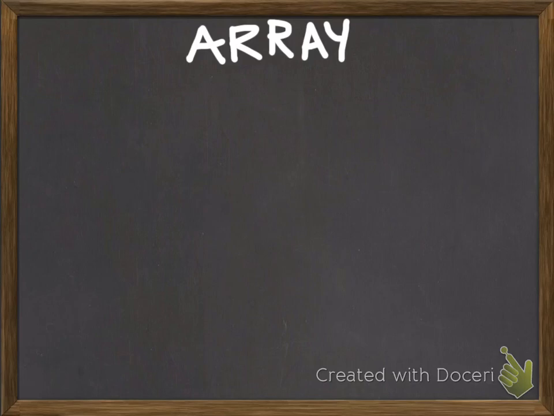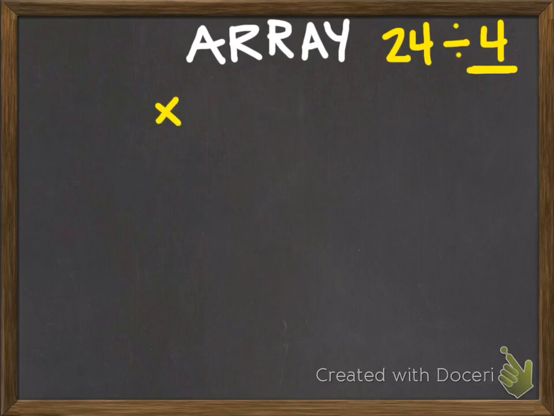Now I'm going to show you how to do division using an array. And this is very much like the equal groups strategy. I know that our problem that we're focusing on right now is 24 divided by 4. So how I start my array is I'm going to make 4 dots or X's, whatever you like to do with your array. Just to get started, make them in a row here.